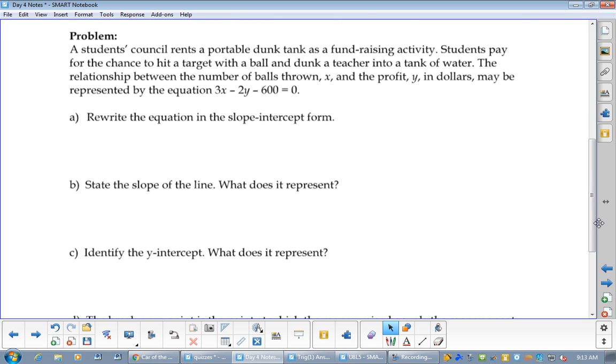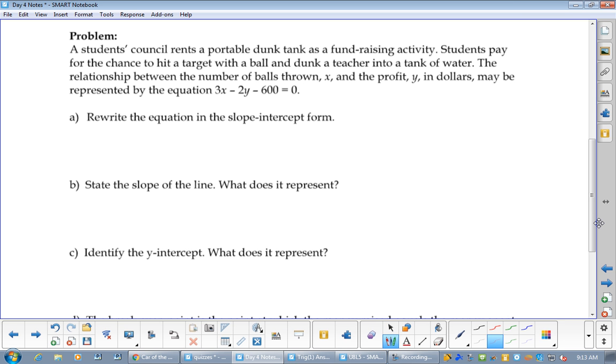Okay? Now, let's look at this one. A student council rents a portable dunk tank as a fundraising activity. Students pay for a chance to hit a target with a ball and dunk a teacher into a tank of water. The relationship between the number of balls thrown x and profit y in dollars may be represented by 3x minus 2y minus 600 equals 0. Okay? Now, in this form, it is basically useless, right?